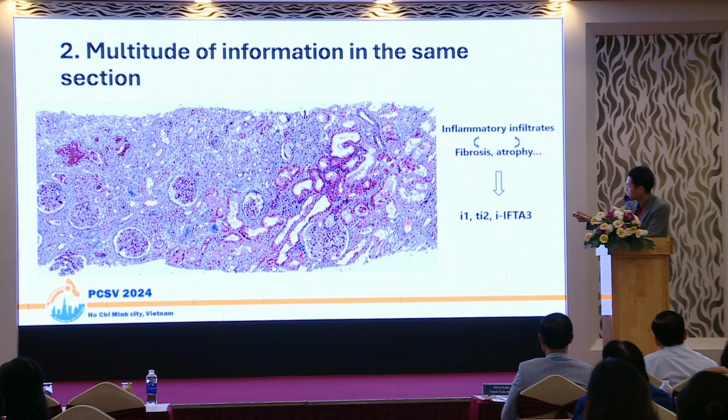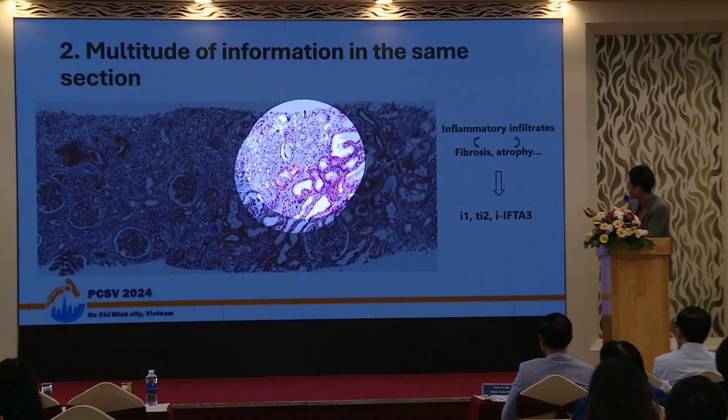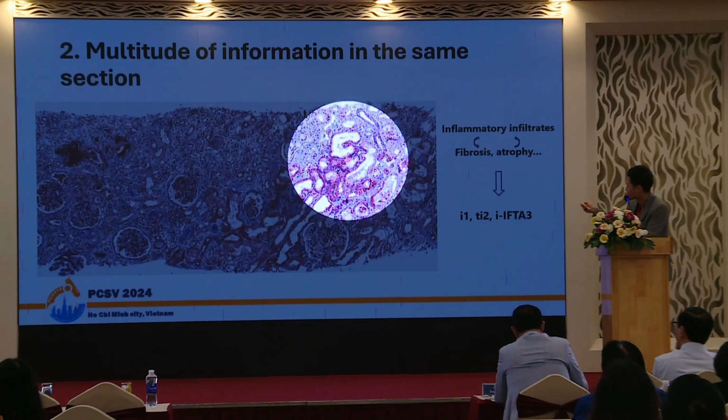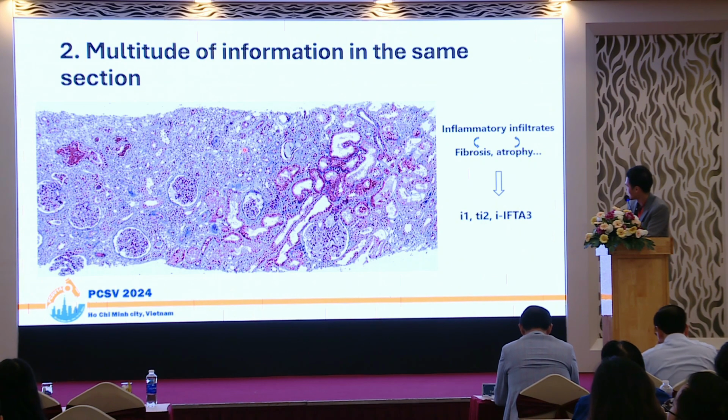And the second challenge is the need for a multitude of information in the same section, because the Banff scoring used for transplantation requires interpreting inflammatory infiltrates and fibrosis, atrophy in the same section. So there may be many different types of information in the same section, which is often hard.